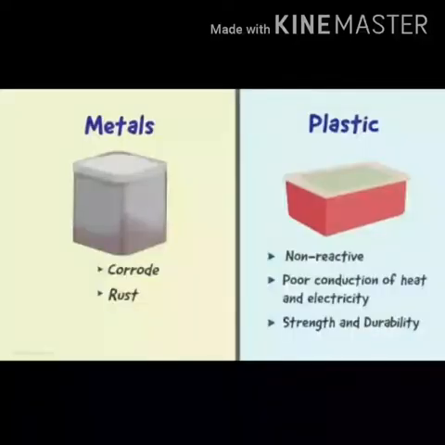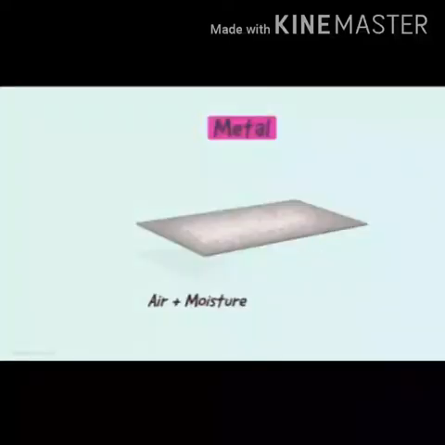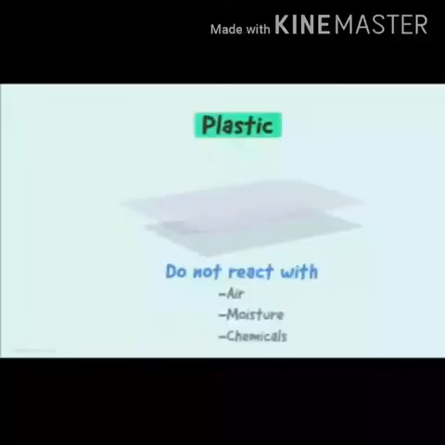When we take metals, they corrode easily and get rusted. Plastics are non-reactive, poor conductors of heat and electricity, and have high strength and durability. When you take metal, it reacts with air and moisture and gets corroded. But plastics do not react with air, moisture and chemicals. So we usually use plastic things.